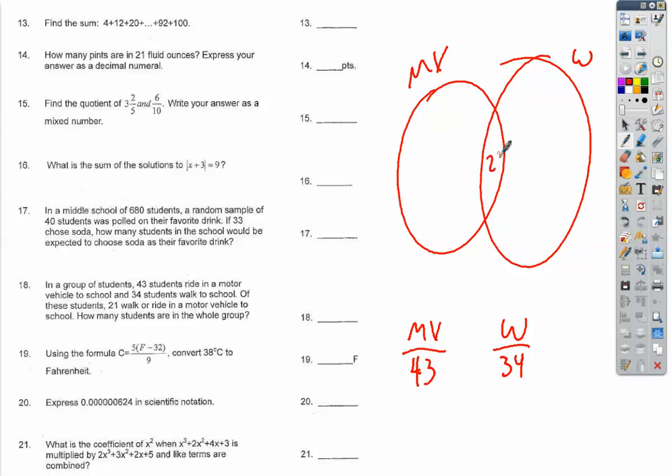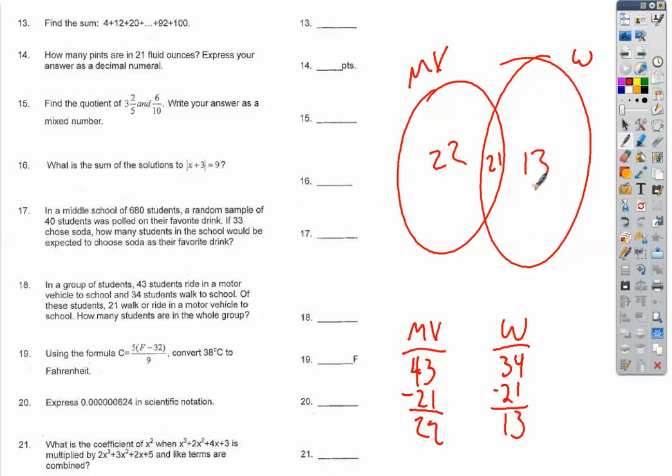So that's 21. So subtract the 21 out, because the motor vehicle group includes 21 students who may also walk depending on the weather. So I subtract it out to 22. So I have 22 take motor vehicles, and I get 1 and 3, so 13 who walk.